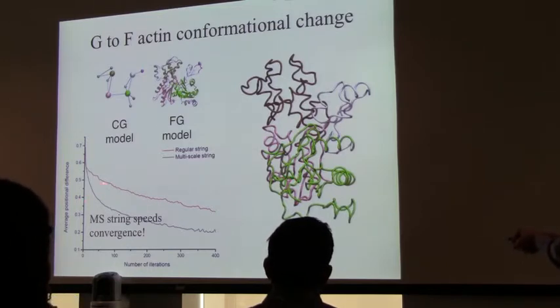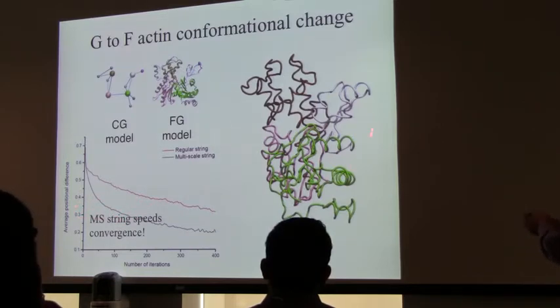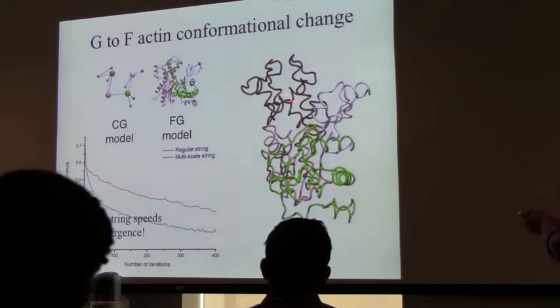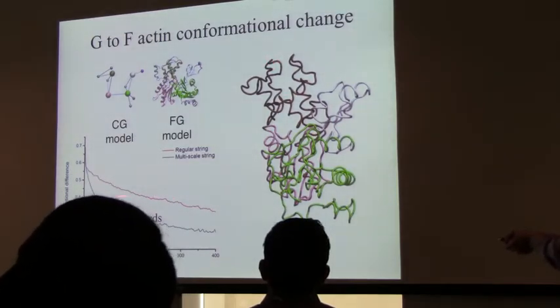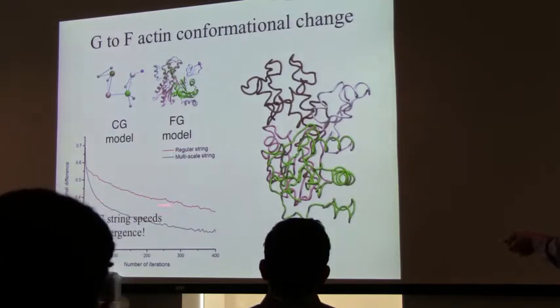And here's comparing the regular string method with the multiscale method. And you're getting a speed up for, well, I should say this is the elastic network models that Benoit mentioned, so it's a relatively simple problem. It's only the atoms that you see here. I don't have all the side chains and stuff. We're getting a speed up of about 4 to 5 fold. So that's something.